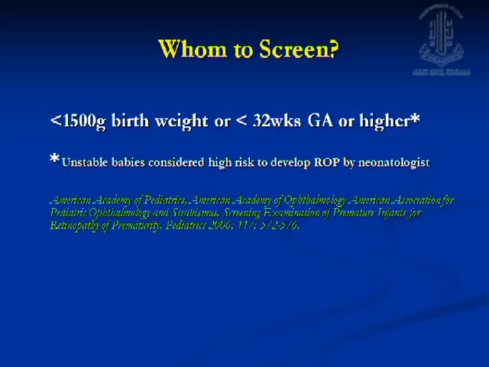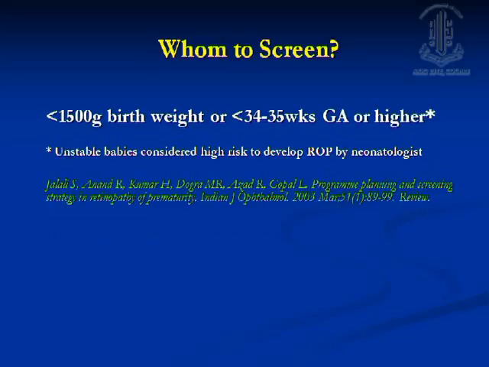However, the important thing to note here is the "higher" has a star, which means unstable babies considered high risk to develop ROP by the neonatologist can also be brought into the screening program. Which means if a baby is greater than 1500 grams birth weight, greater than 32 weeks, but the child is very sick and has high risk to develop ROP, he can also be brought into the ROP screening program. The Indian ROP group suggests that you can screen as high as 34 weeks with a similar higher criteria.